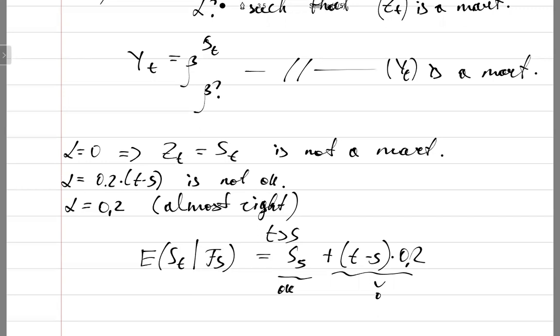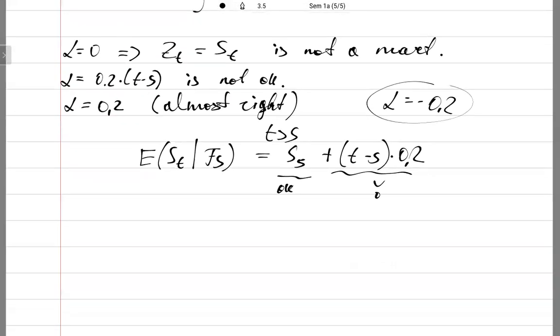So this process grows on average. To make it a martingale, we need to make it a fair game, where it can go up and go down. So we need to penalize the growth. If it's growing on average, to make it a martingale, we need to penalize growth. Basically, we need minus 0.2. Yeah, that's the correct answer.